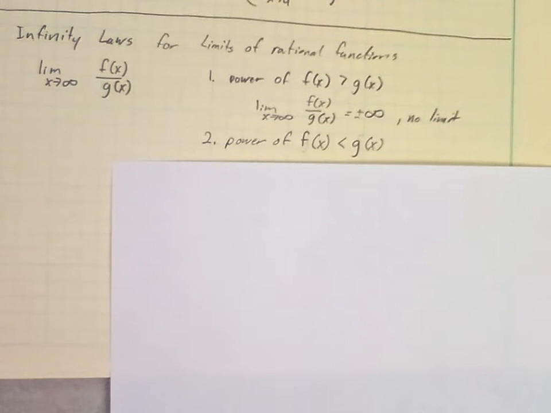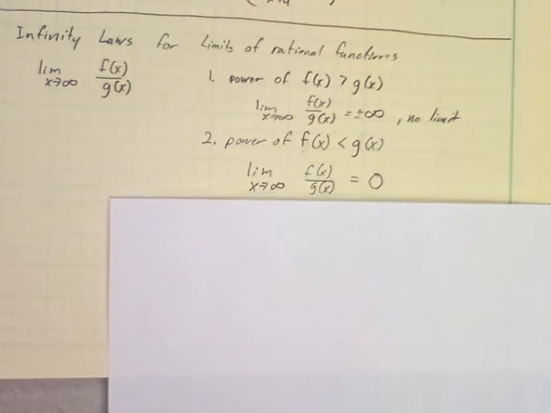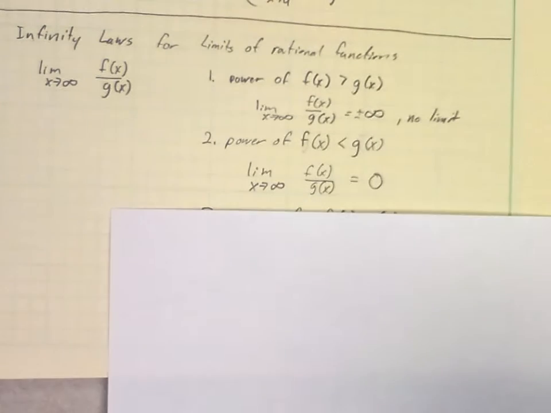The second thing that can happen is if f of x has a smaller power than g of x. If f of x has a smaller power, g of x grows bigger. So what we see is that the limit goes to 0.